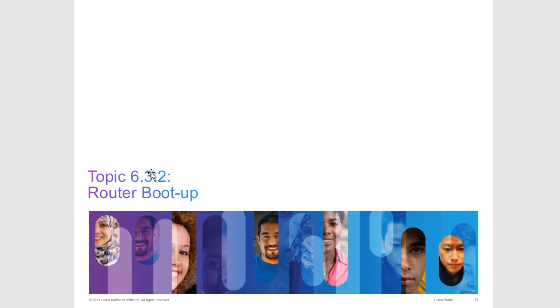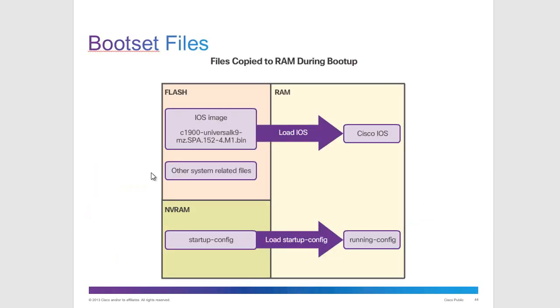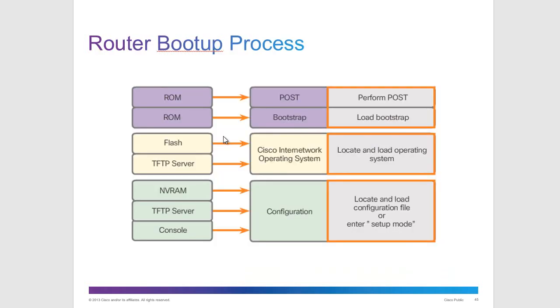The router boot up process. On this slide we have the general boot process. First thing that's going to happen is from flash your operating system is going to be loaded into RAM. Then second, your startup config is going to be loaded into the running config at a very basic level. It's broken down a little bit more on the next slide that we have here.